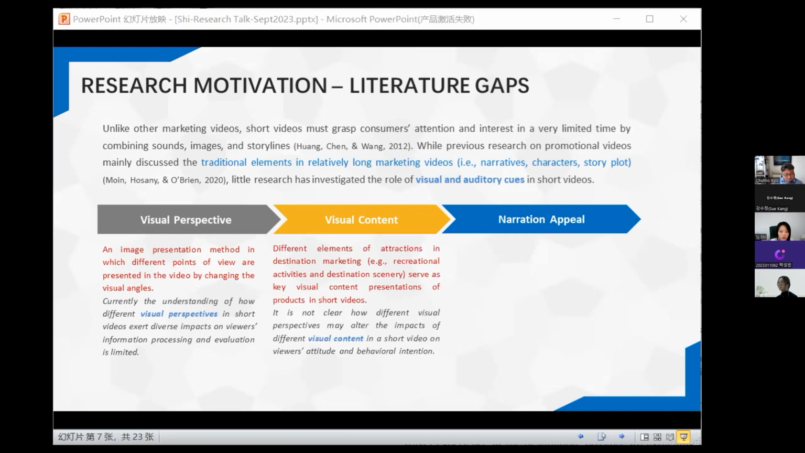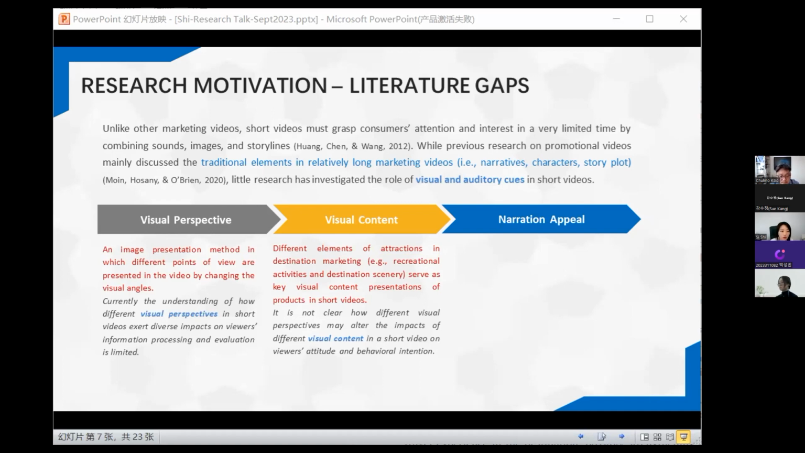So the visual content generally refers to the different elements of attractions in the destination marketing, as presented in the video, and they serve as key visual content presentations of products in the short videos. For example, you may show some recreation activities of the destination, or you may just show the destination landscape or scenery. So this is the focus of the key visual content that you are presenting in a short video.